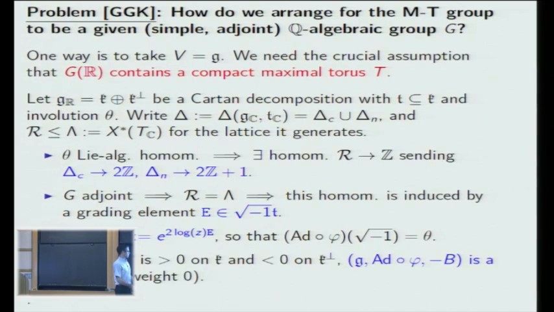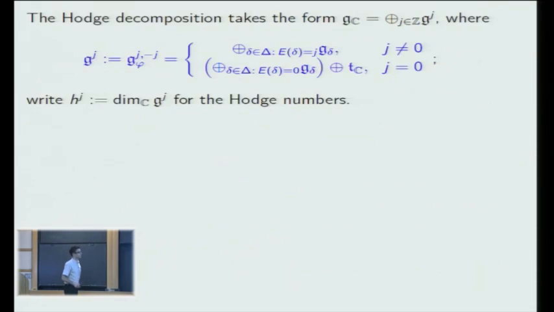And as a result of that, you get that g, ad theta, ad phi, and minus B, where B is the Killing form, is a polarized Hodge structure of weight 0. And again, that's just because what I said about theta and its positivity on K and K perp means that this is going to have the right positivity conditions for this to be a polarized Hodge structure. Okay. Now, the Hodge decomposition can be read off very neatly. It takes this form, where g^j is g^{j,-j}, and you can write this as a sum of root spaces because I'm taking roots with respect to T.